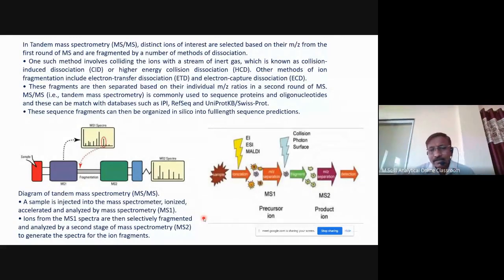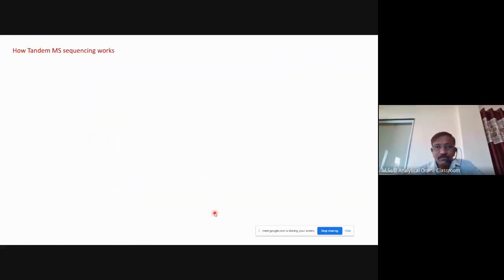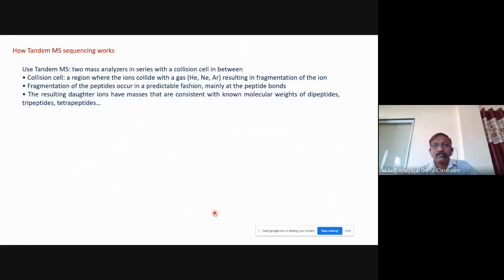Now in this diagram we can observe the sample is injected into the mass spectrometer, it undergoes ionization, acceleration, analysis, that is MS1. So ions from the MS1 spectrum then selectively undergo fragmentation. Suppose we are interested in any one peak out of this, and you can carry out fragmentation of only that. It undergoes a second stage of mass spectrometry, and that can generate a spectrum for that ion fragment. So for this single line we have obtained a spectrum. That fragmentation pattern tells us the probable final structure, which is very helpful by using MS2. And that's why that can give confirmation of that particular ion.